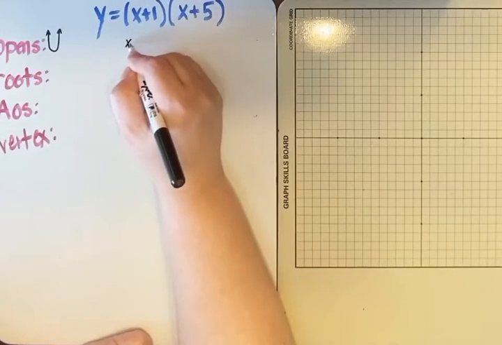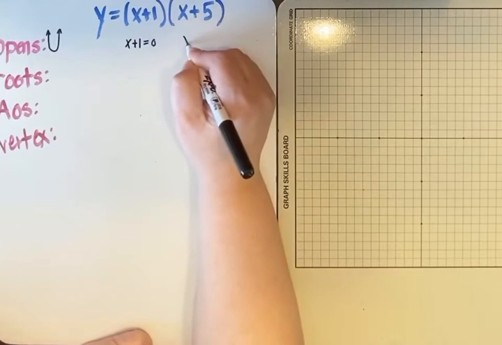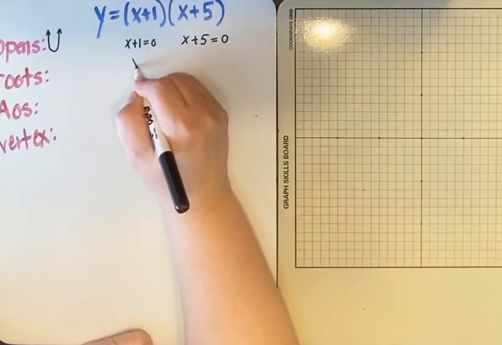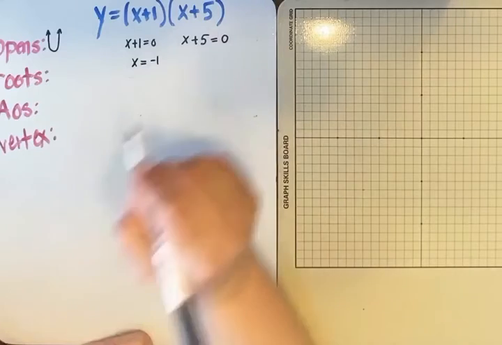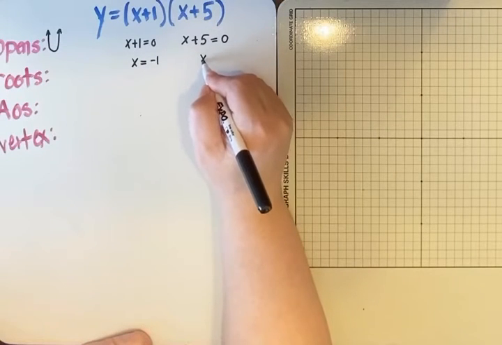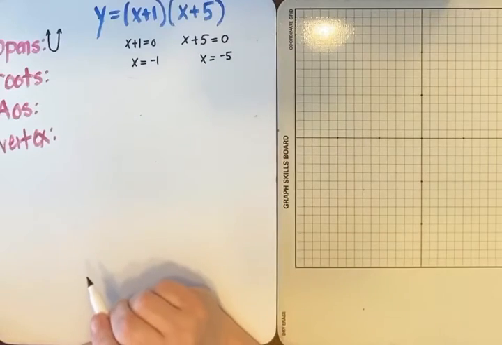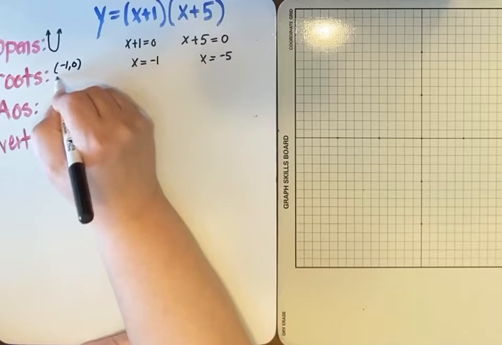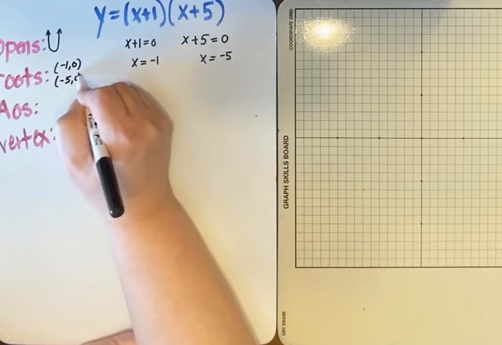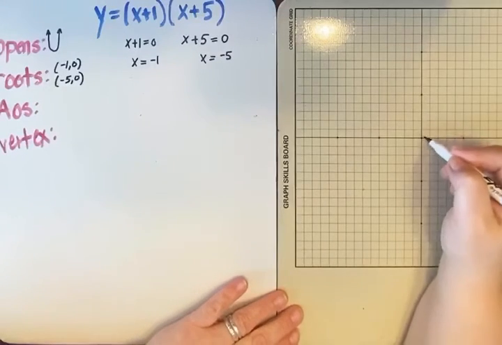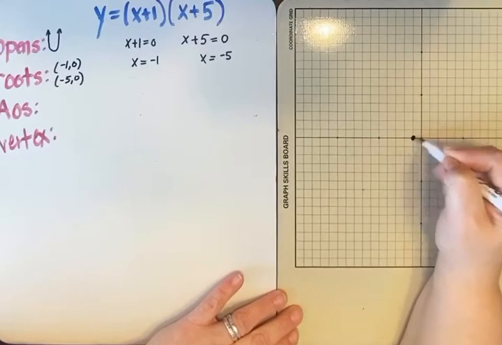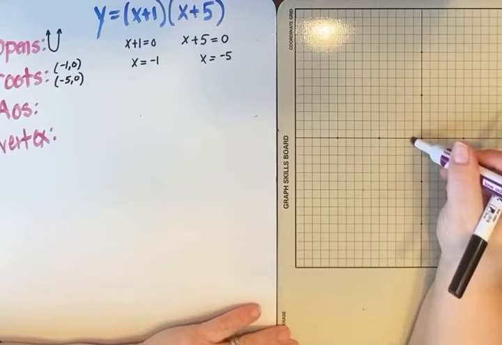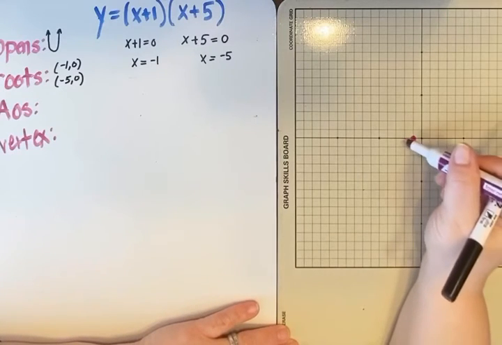If we use the zero product property to take each one of our factors and set those equal to 0, we can see that at -1 and at -5, we're going to have our x-intercepts or our roots, our solutions, our zeros to this parabola. So I'm going to take a minute, and at -1, 0, I'm going to place that on the graph there, and at -5, 0.